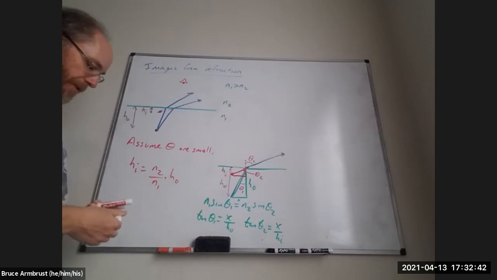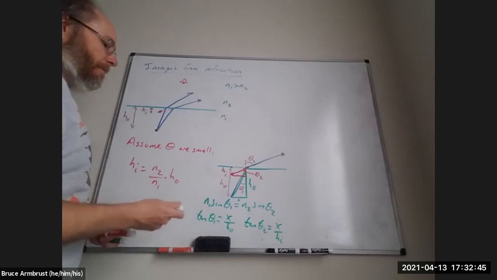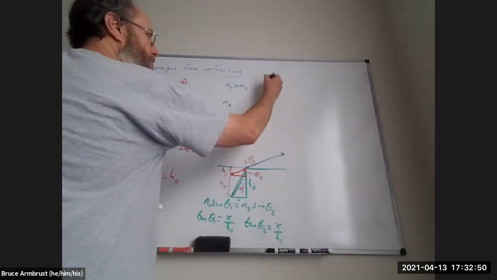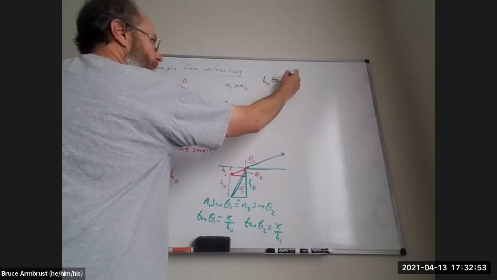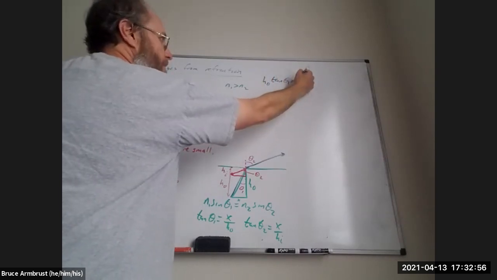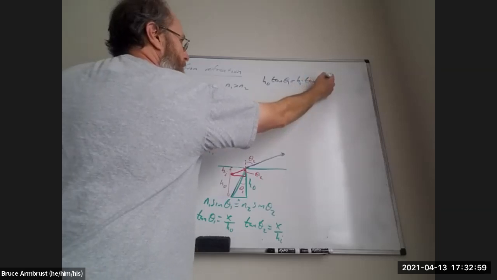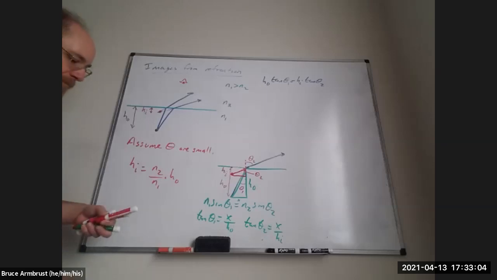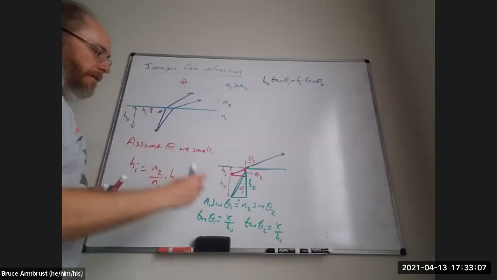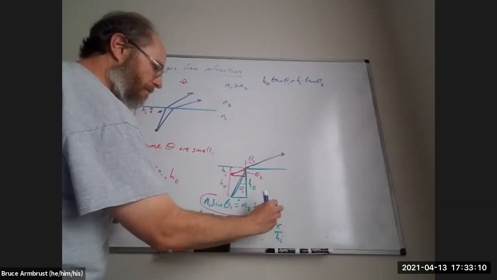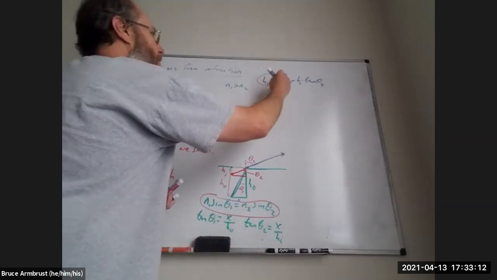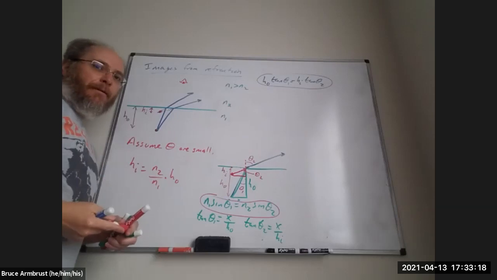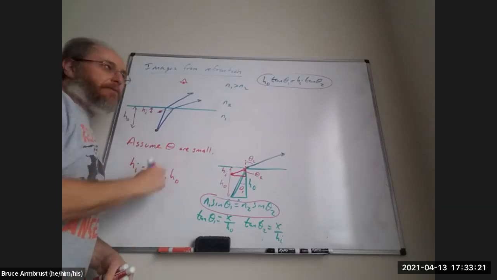So you can put those two together, and if you solve both of them for X, we get HO tangent of theta 1 equals HI tangent of theta 2. Okay, so we had Snell's law right here. And then we have this other one that just comes from the geometry. But this is where we use the small angle approximation.